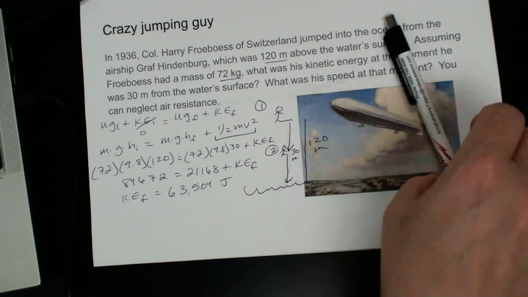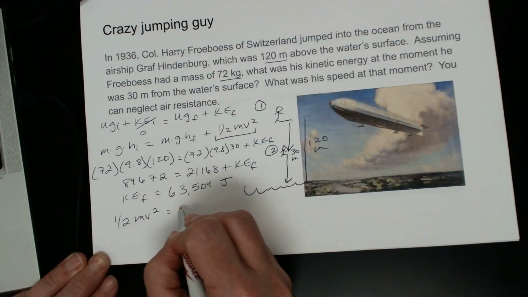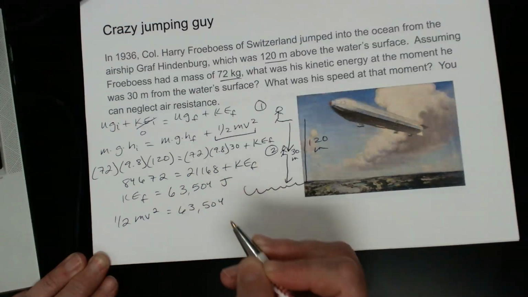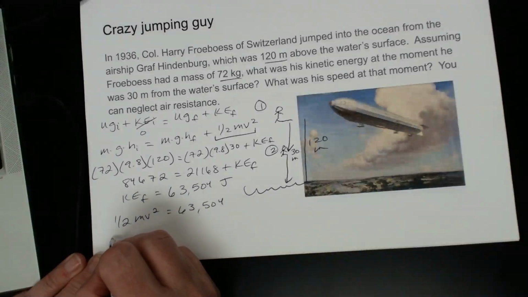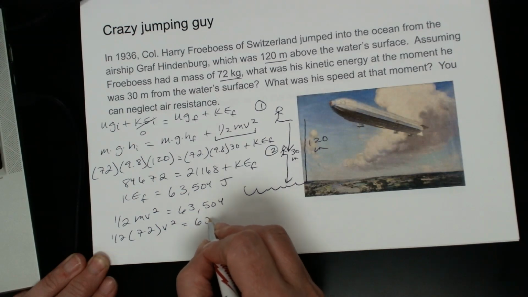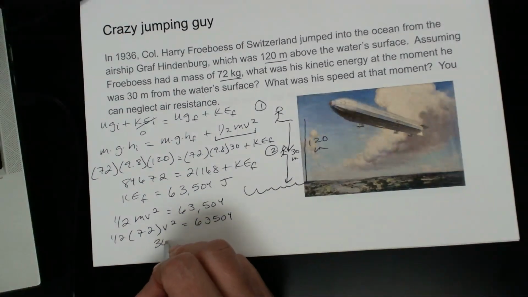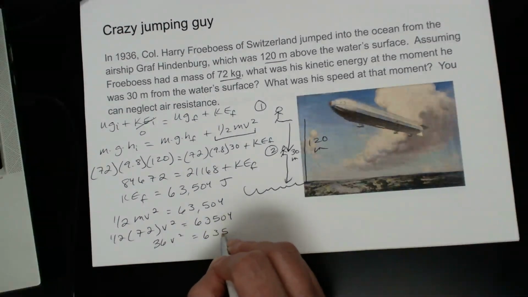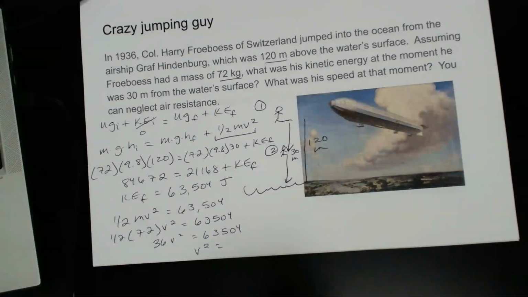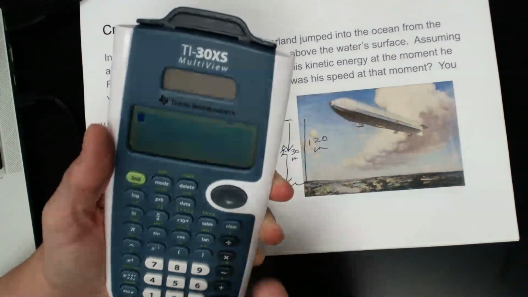Okay. And then we can set this equal to 1/2 mv squared to solve for his speed or velocity at that point. So let's see. We've got 1/2 times 72, his mass, times v squared equals 63,504. 72 times 1/2 is 36. I'm going to divide both sides by 36. So 63,504 divided by 36 is 1764.